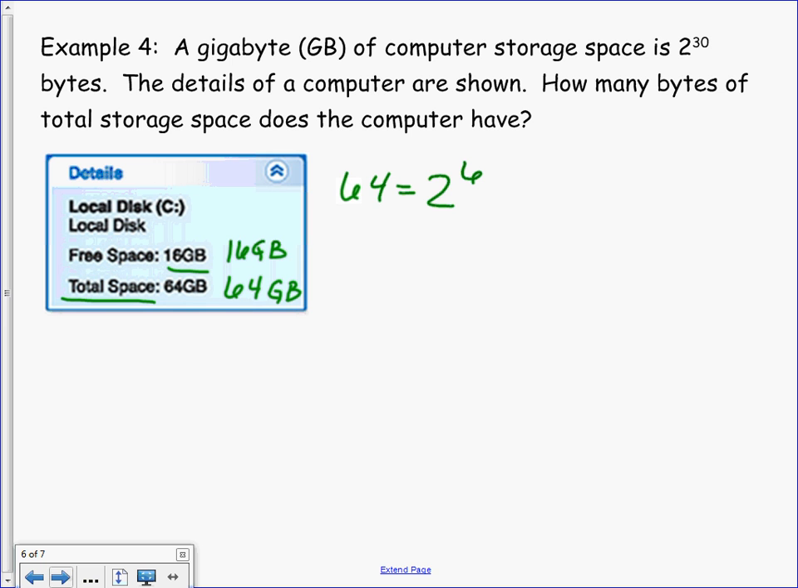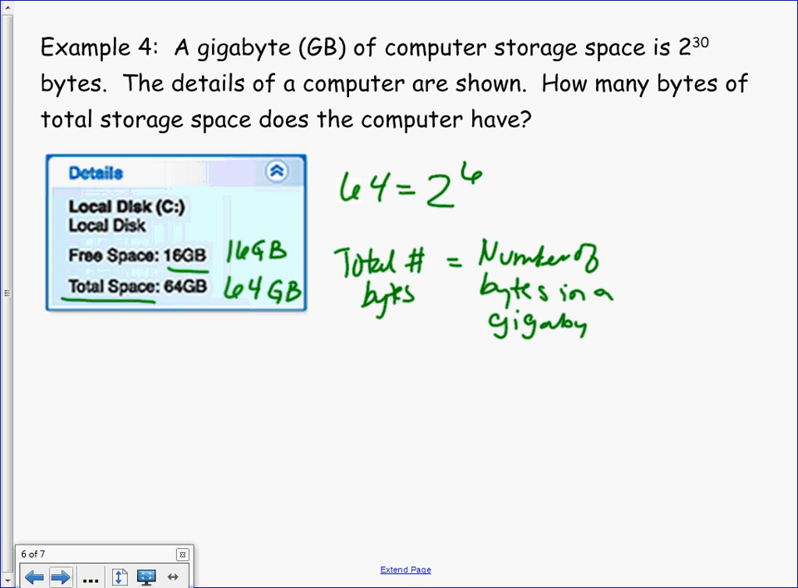Okay, now we're going to use the information they gave us. So the total number of bytes equals the number of bytes in a gigabyte, sorry, not gigabytes, times the number of gigabytes that we have total. Okay? Number of gigabytes. Abbreviate that.